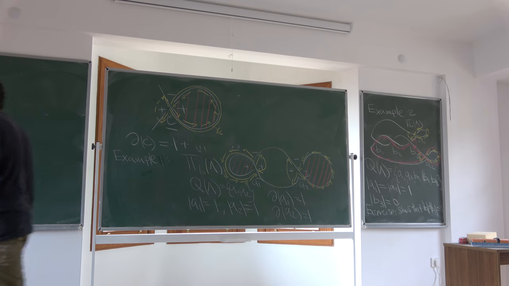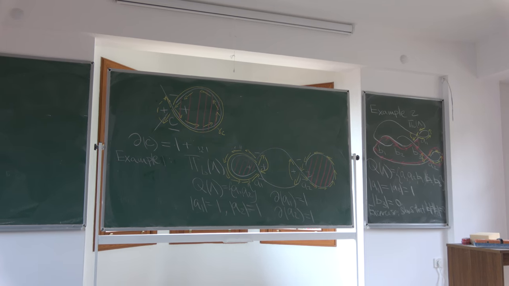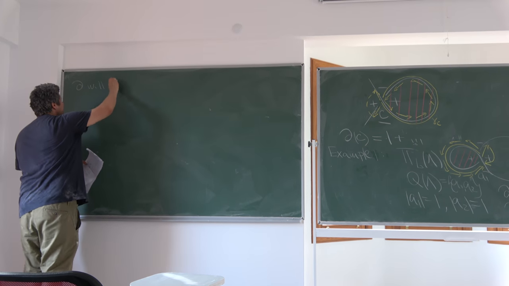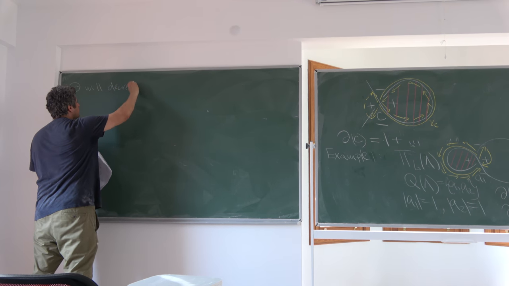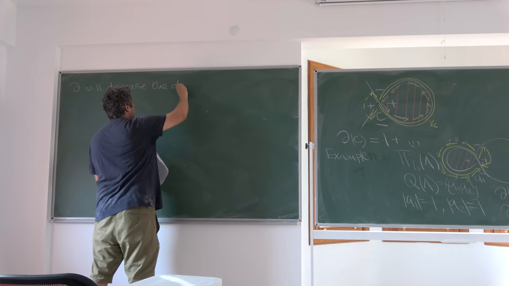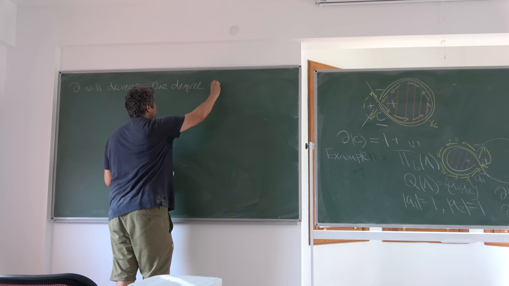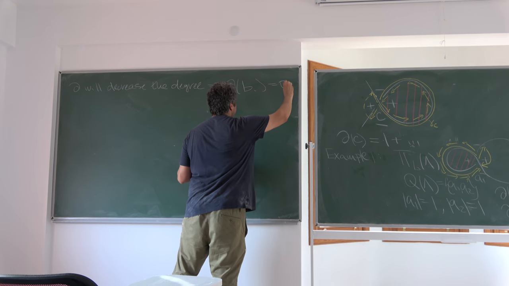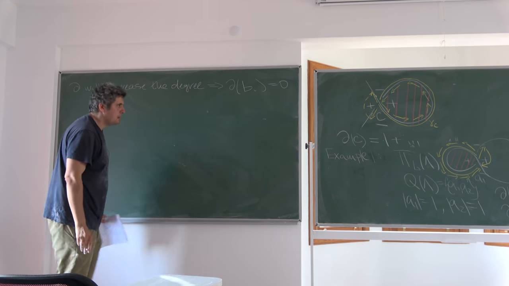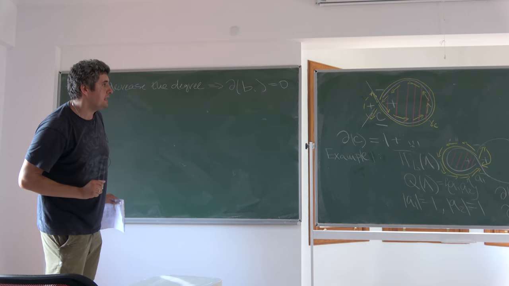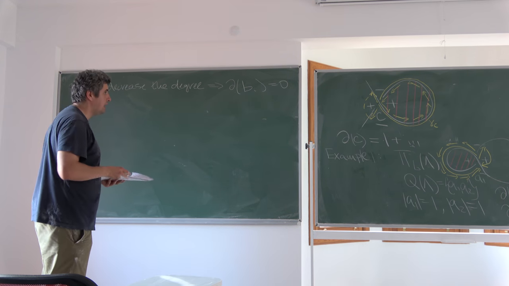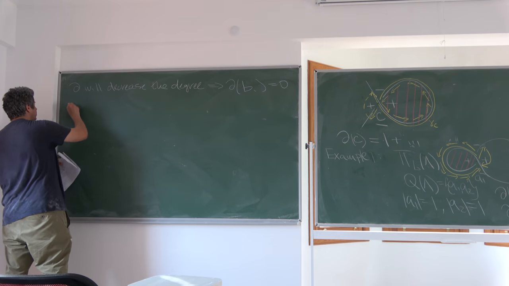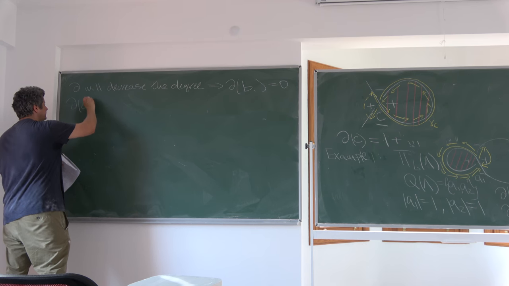Okay, so D will decrease the degree. So we can say that D of B_i is equal to 0. And now we are left only with the A_i. We want to compute what is D of A1 and D of A2. Right, so let's start with A1.